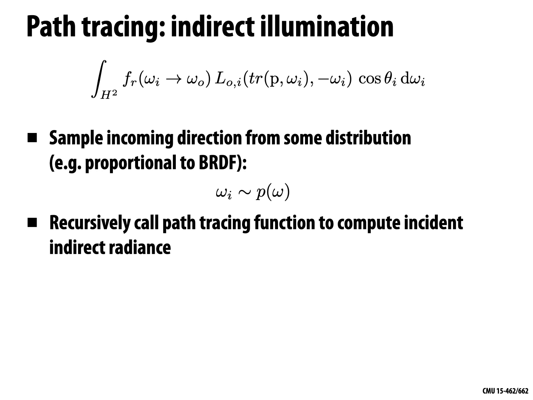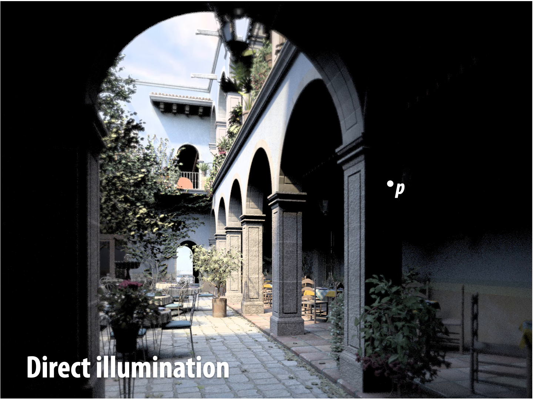All right? So what does this buy us, doing this bouncing around the scene until we hit a light? Well, here's an example. Here's a nice modeled scene where we've only used direct illumination. Okay? So in this case, the only paths that we consider are paths that go from a light source to a point on a surface to the eye.